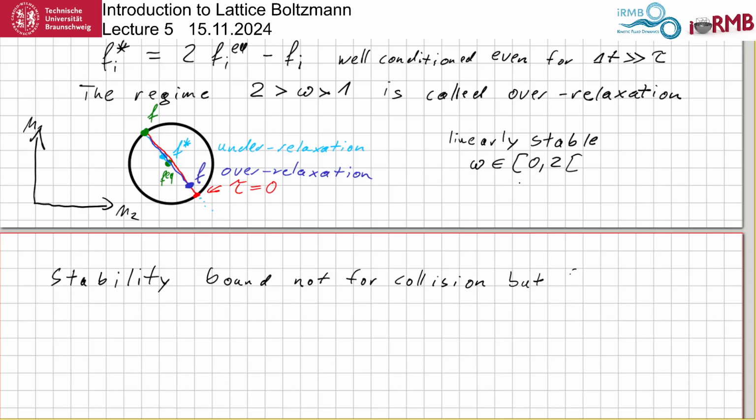But unfortunately, this is not all we have. We also have the streaming, and the streaming has a stability limit. And the stability limit is, of course, the CFL number. CFL condition, let me see.